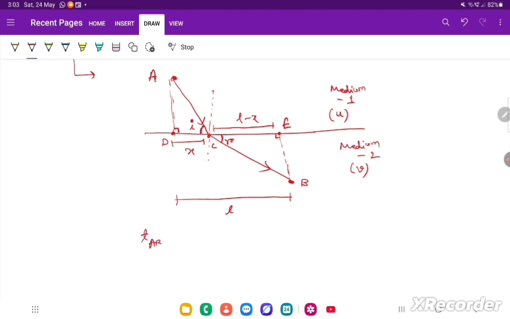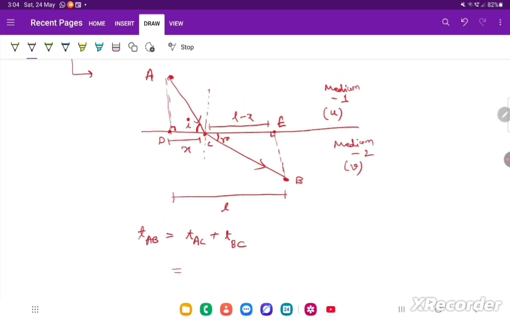So the time to reach from A to B, I can divide into two parts: time to reach C from A plus time to reach B from C. As both the mediums are different and speeds are different, I'm breaking the whole journey into two parts.